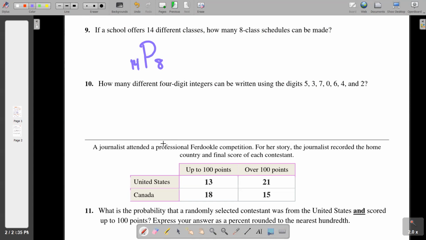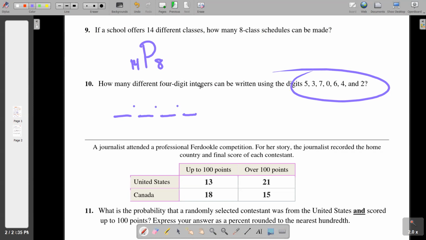We ready for number 10? How many different 4-digit integers are possible? Gosh, I wonder what I should do. Oh, here's an idea. Let's do 4 blanks like we always do. And I just need to think about, okay, here's my pool over here of numbers. I can pick from them, but who can't I pick to start a 4-digit integer?